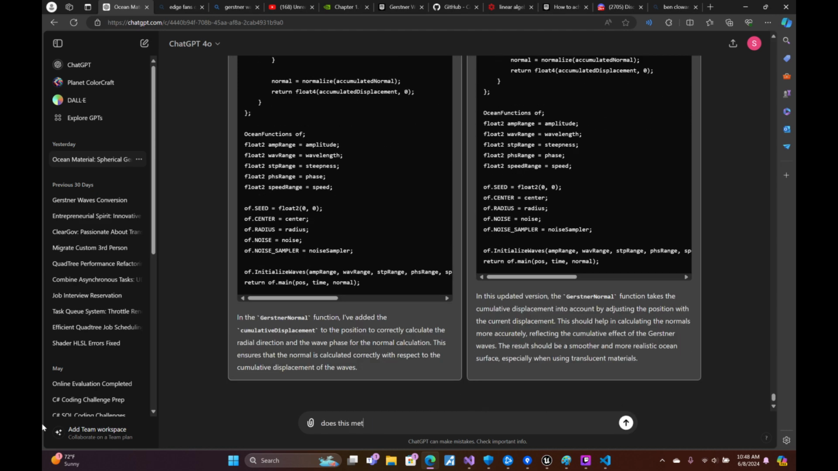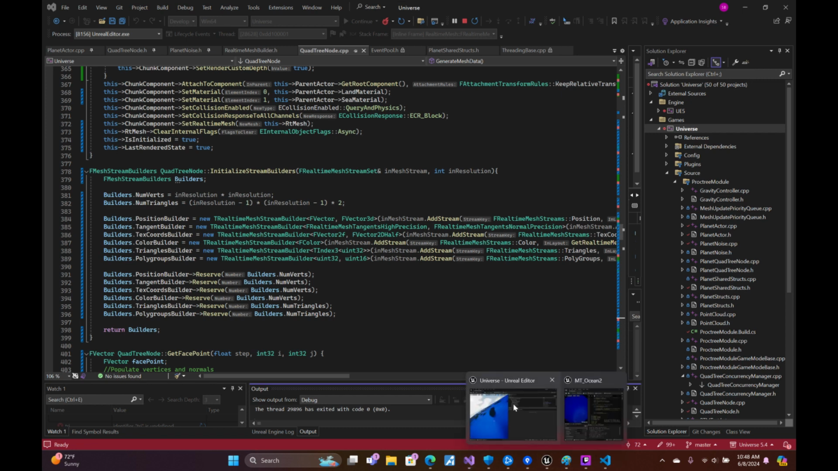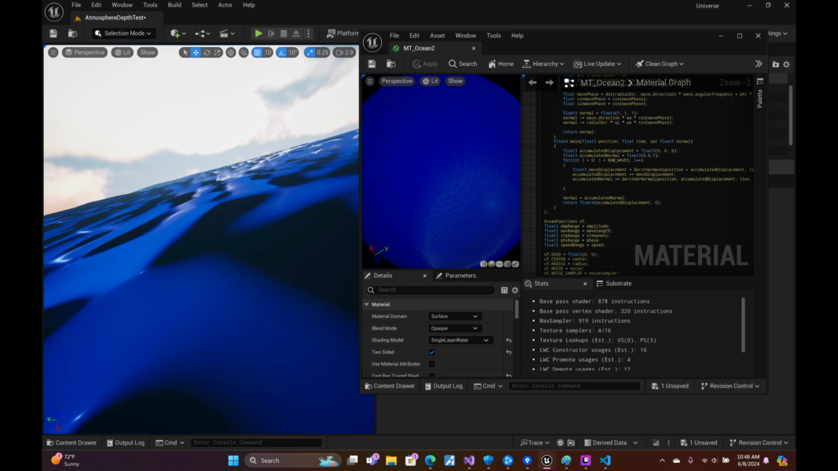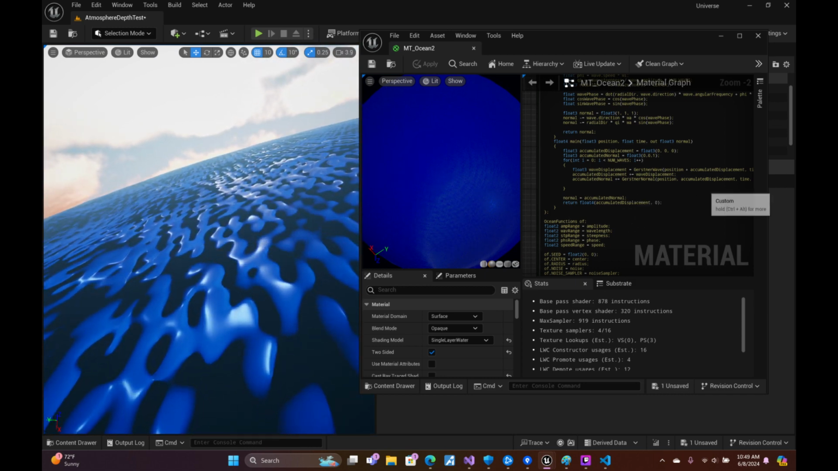Does this method take into account the reduced contribution from lower levels of amplitude? Because I think our biggest problem is that we have like equal contribution from our high levels of amplitude and our lowest levels of amplitude.